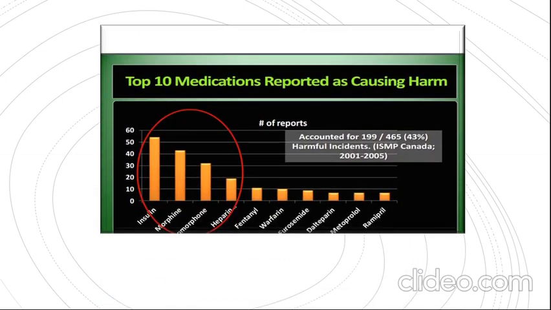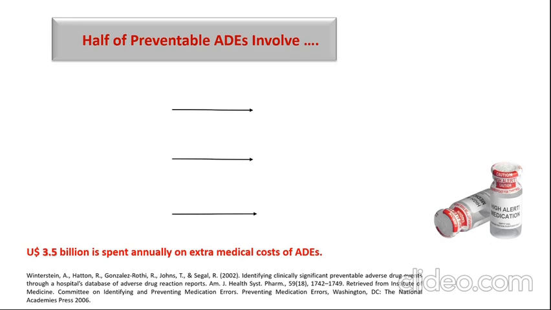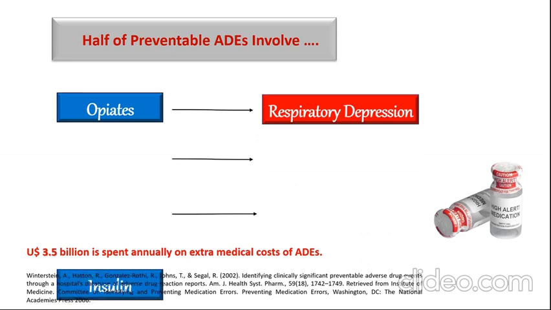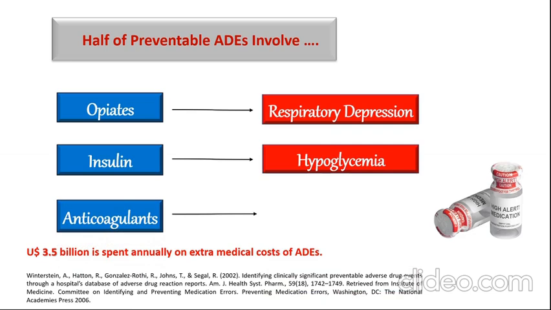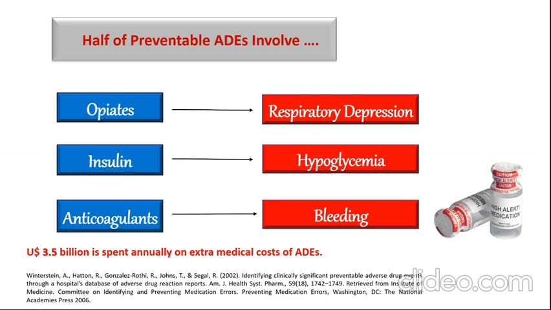Here we have some statistics. This is the top 10 medication reported as causing harm. We will find insulin, morphine, hydromorphone, heparin, fentanyl, and all of these medications are high alert medication. As well, half of the preventable adverse drug events involve opiates, which may cause respiratory depression, insulin, which may cause hypoglycemia, and anticoagulants, which may cause bleeding. Here we may notice the financial loss of such adverse drug events.